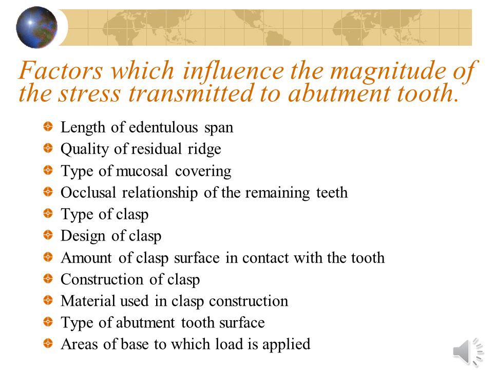Next is material used in clasp construction. A clasp constructed of chrome alloy will exert more stress on the abutment tooth than a gold clasp because of its greater rigidity. To decrease the stress, the chrome alloy clasps are constructed with a smaller diameter.